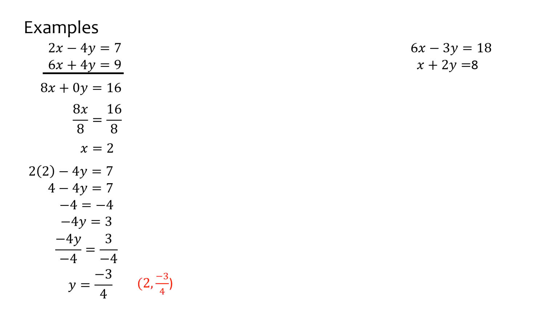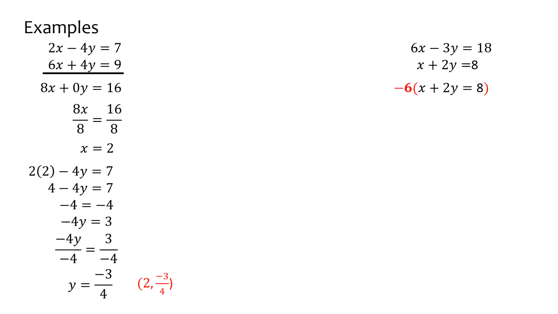Okay, so the next one's a little trickier because we look at it and we don't have opposite coefficients. Again, we can pick either variable to work with. We can multiply the equations by something to get opposite coefficients on the y, or we can multiply by something to get the opposite coefficients on the x. What I did is I picked the x in my example because it's just one equation that I have to multiply by. I have to multiply the second equation by negative 6. If I do that, I'll have a 6x and a negative 6x.